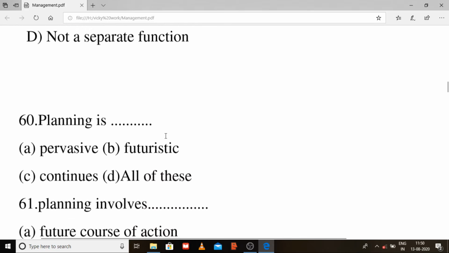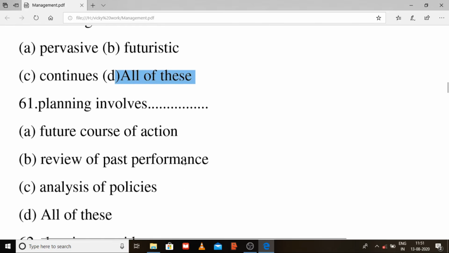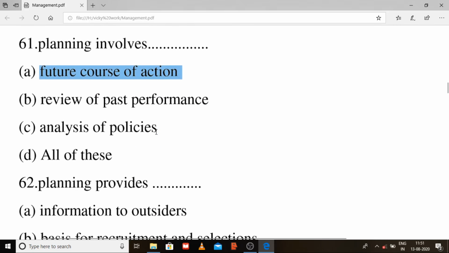Planning is pervasive, futuristic, continuous. Option D, all of the above. All of these. Question number 60. Option D is the right answer. 61. Planning involves future course of action. Option A is the right answer.